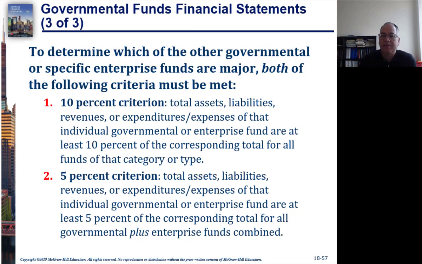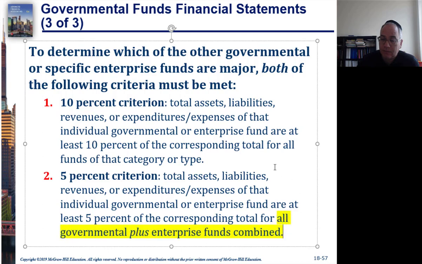The assets, liabilities, revenues, or expenditures of that individual governmental or enterprise fund are at least 10% of the total for all funds of that fund type, and at least 5% of the total assets, liabilities, revenues, or expenditures for all governmental and enterprise funds combined. So it's got to be 10% of the type, and 5% of the total.